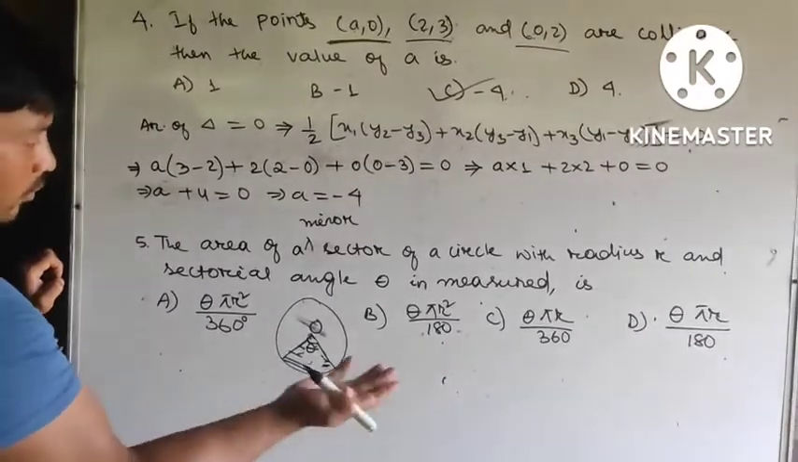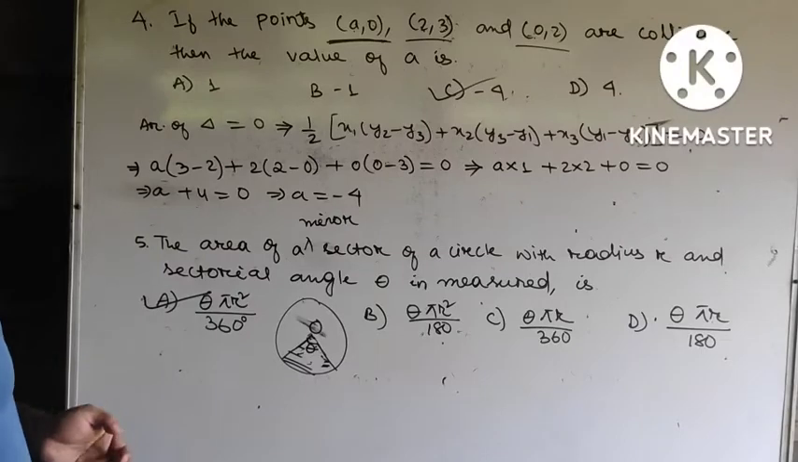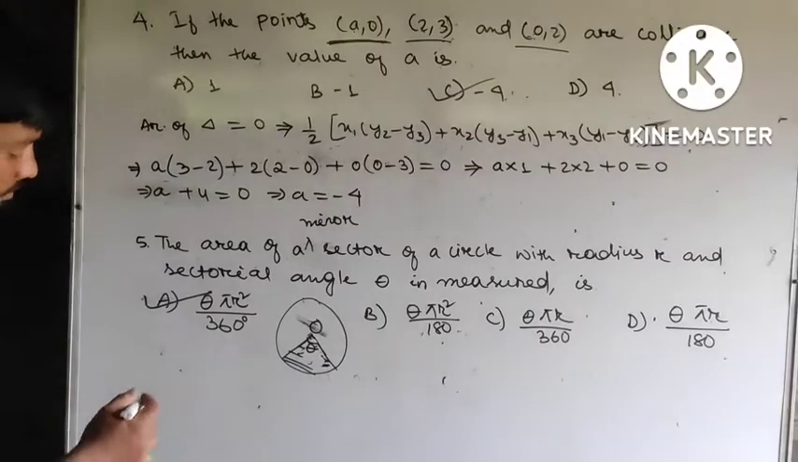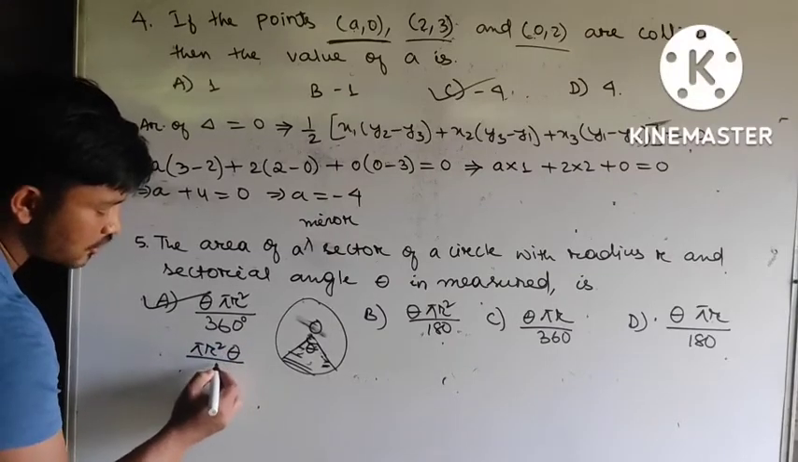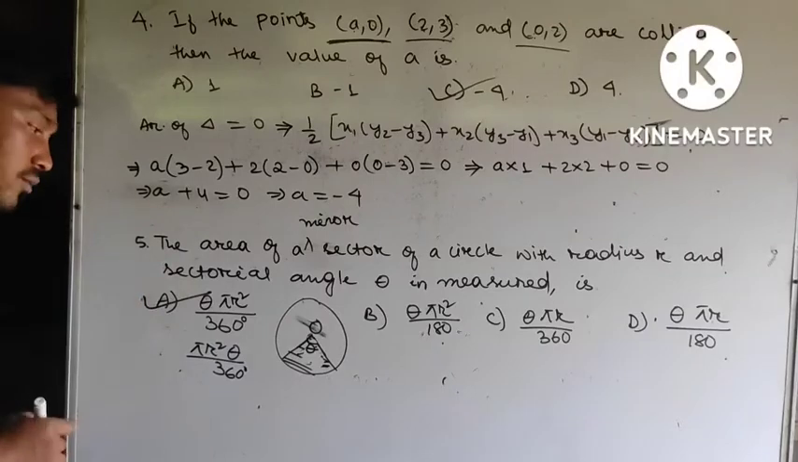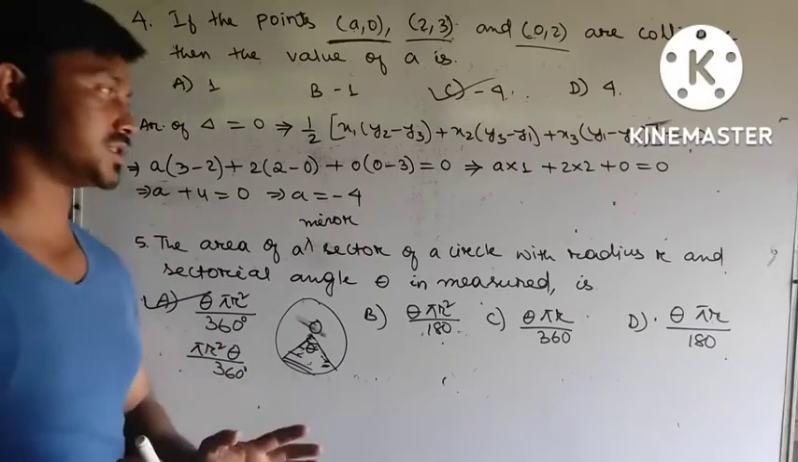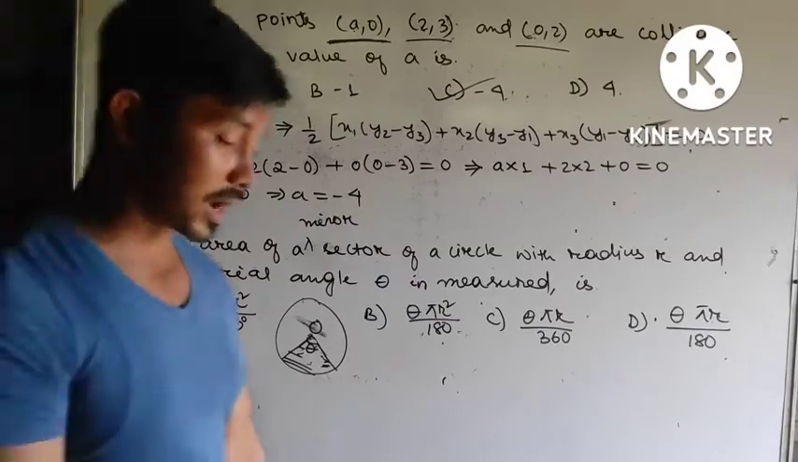So the answer for this is Roman number A, theta pi r square by 360. Sometimes they may ask like this also, pi r square theta by 360 degree. So this is your answer. This is from formula. If you learn the formula, you will know this. So this was question number 5. After this, let's see what questions are left.